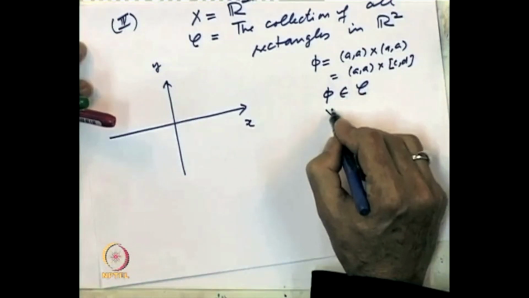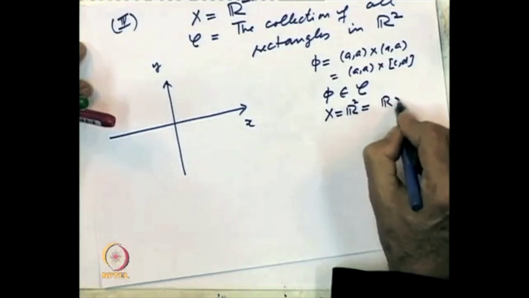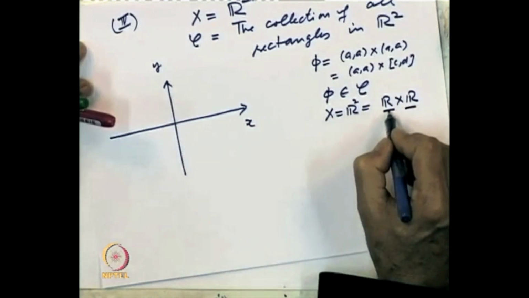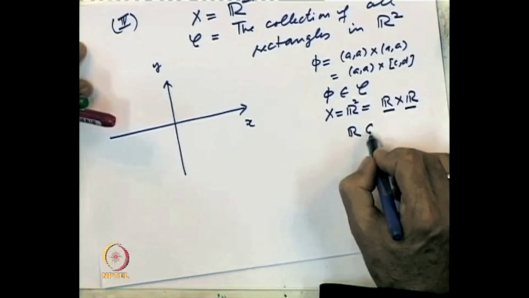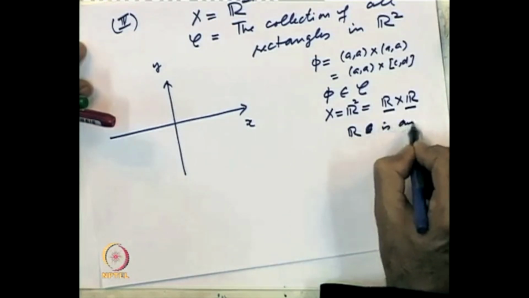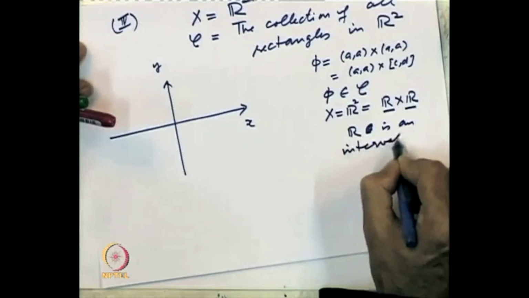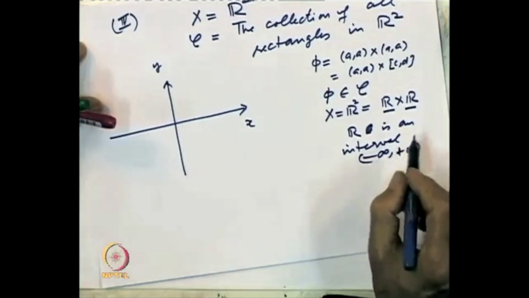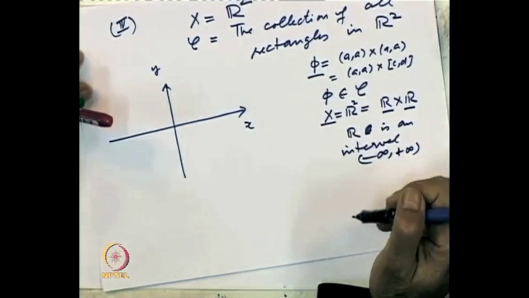What about the whole space X, that is R2? Of course, that is R cross R, and R is an interval, which we write normally as minus infinity to plus infinity. So empty set is an element of it. The whole space is an element of it.